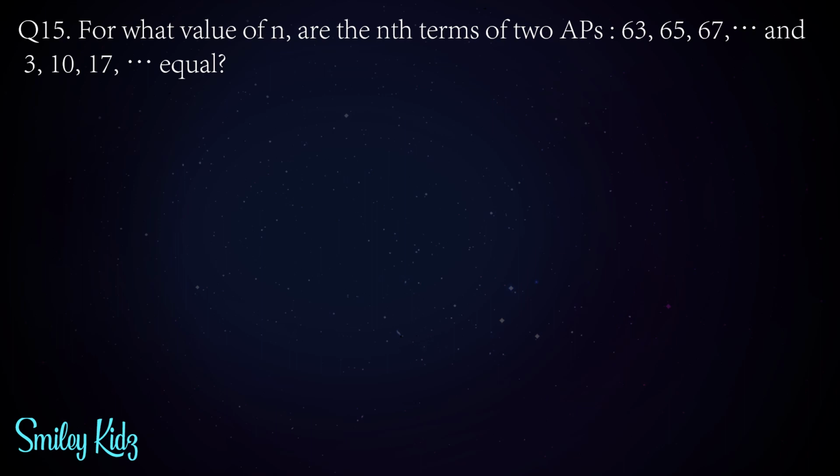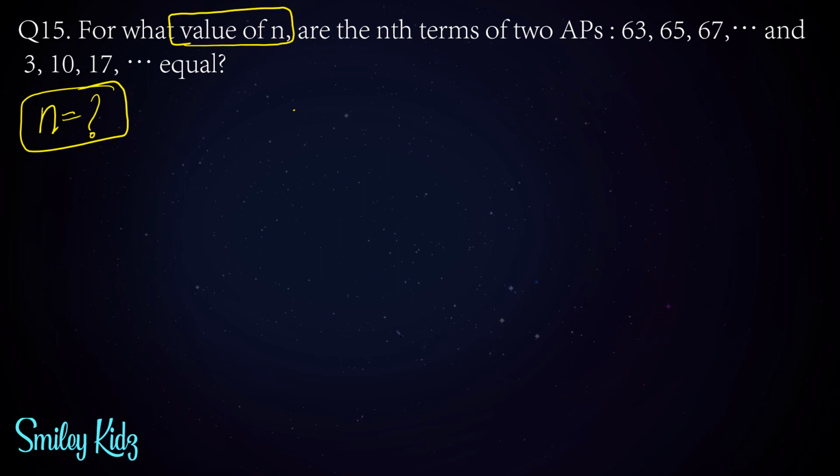Moving on, we have: for what value of n are the nth terms of 2 APs, 63, 65, 67 and so on, and 3, 10, 17 and so on, equal? Now, it seems like the question is answering most of the part, right? So, here you're going to find out the value of n. That seems to be very simple, right? And what else is given?